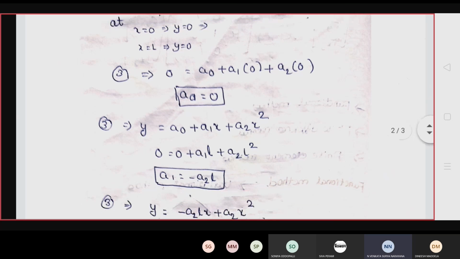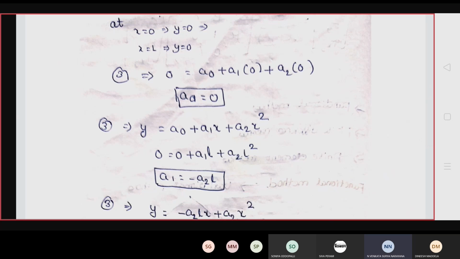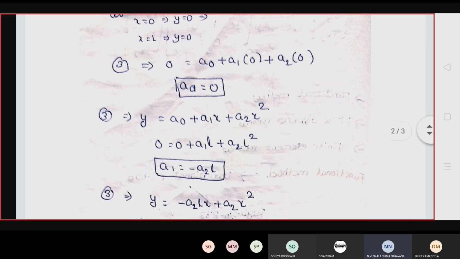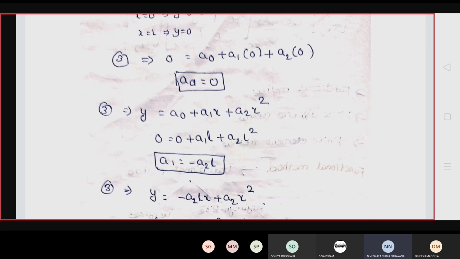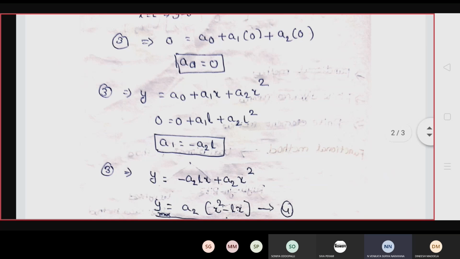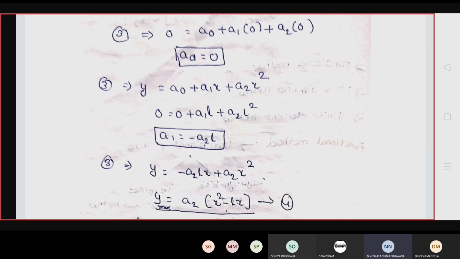Next, putting the second boundary condition, x equal to L and y equal to 0, in the same polynomial series equation, y equal to a0 plus a1x plus a2x square. Here, instead of x, we are giving the value L. So y is 0 equals a0, which is 0, plus a1L plus a2L square. From that equation, after substitution, a1 equals minus a2L.